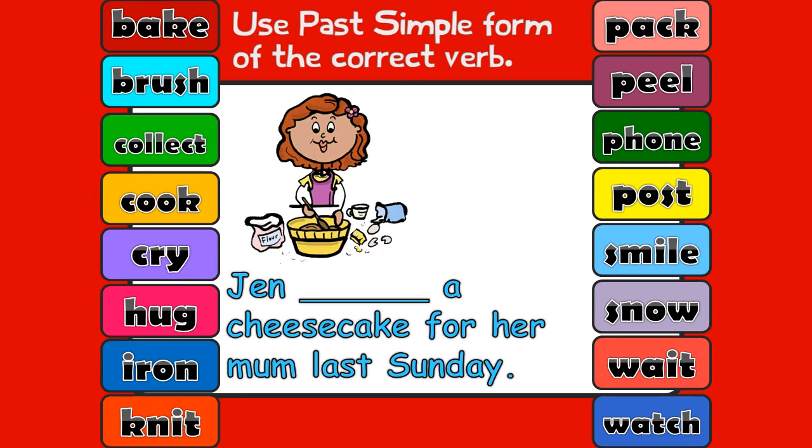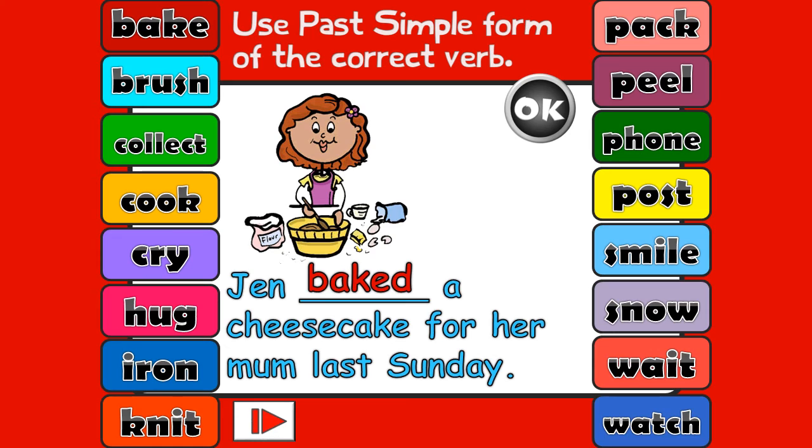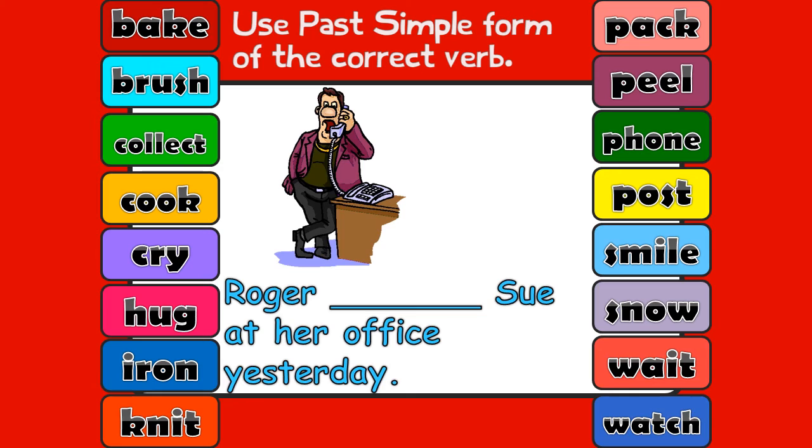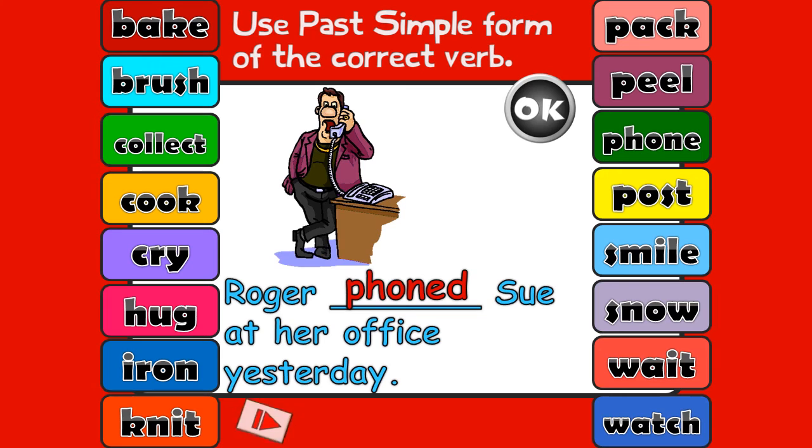Jane, a cheesecake for her mom last Sunday. You choose bake. Okay, good job. Next sentence. Roger Sue at her office yesterday. You choose phoned. Okay, yes, very good. Next.